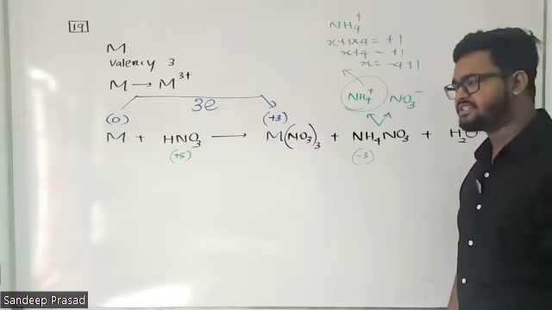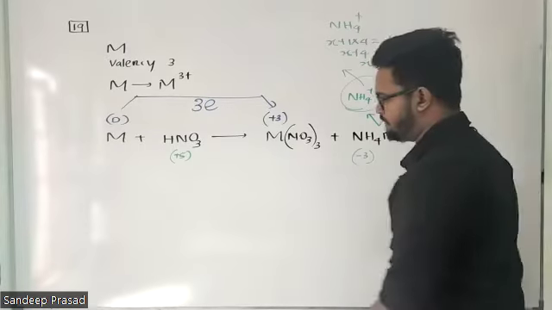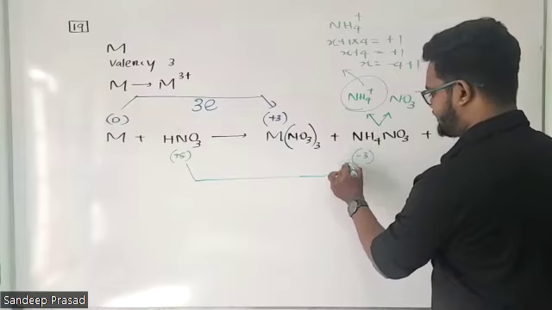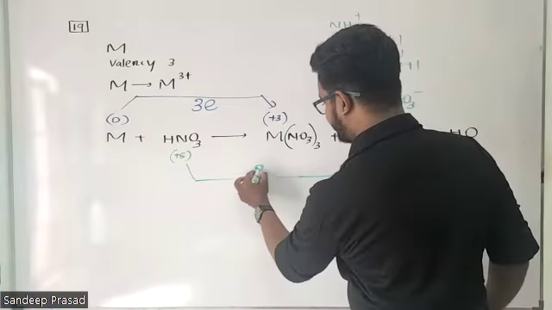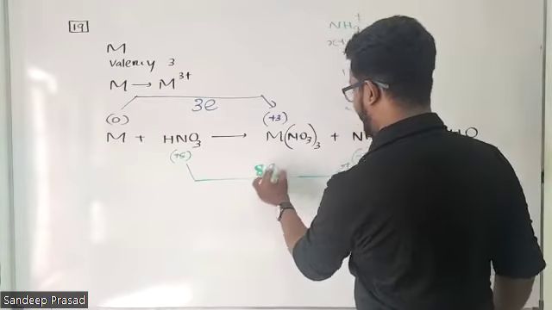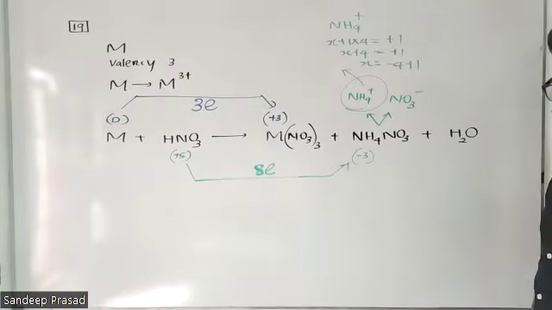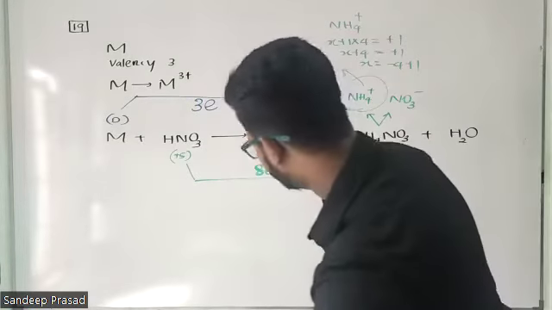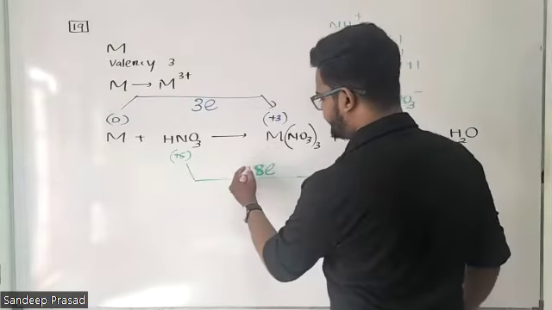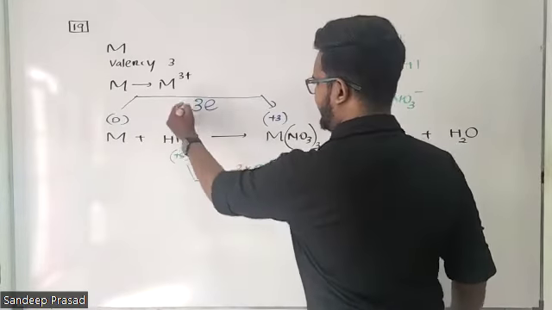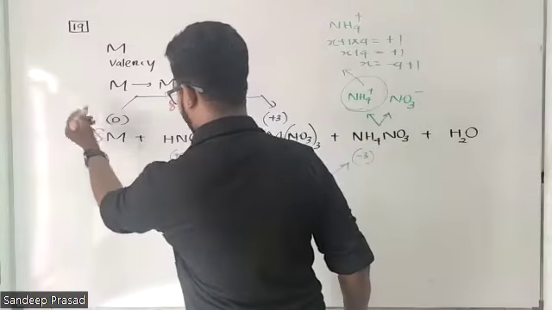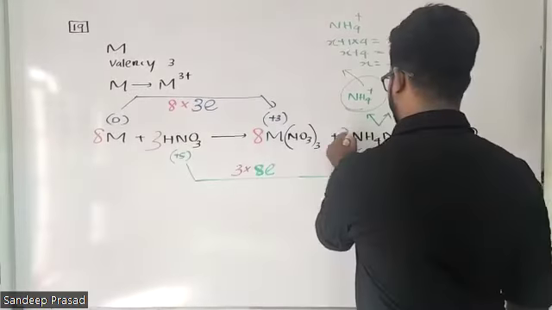Plus 5 to minus 3, what is the decrement? Plus 5 to 0, 5. 0 to minus 3, 3. That means altogether 8 electrons are gained. 8 electrons, plus 5 to minus 3. Then you have to equalize that. What do we have to do? You are going to multiply this one by 3 and this one by 8. Let me put here 8, 8, 3 here, 3 here.